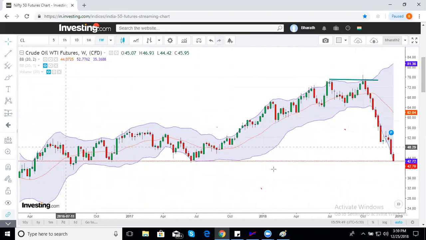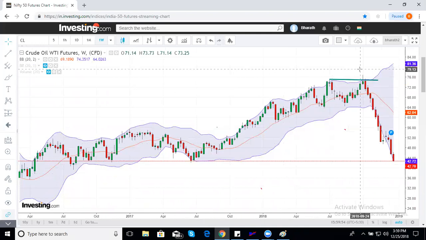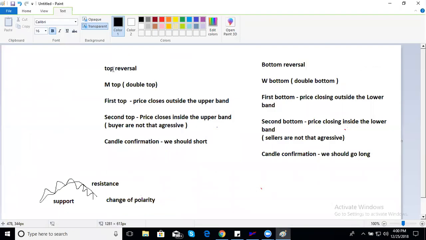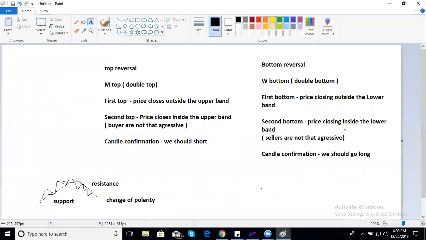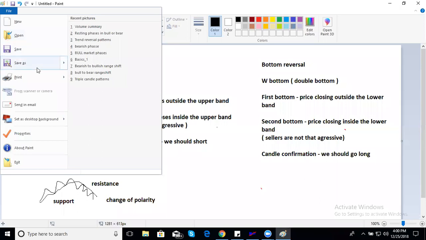From $31, it made all the way up to $76. It doubled almost, more than double, right? This is how you should use. You should use stop reversals. Once stop reversals you see, you should anticipate a change in polarity. That means the middle band, which is acting as support, should act as resistance, right? Once you have this, you know, obviously market will not go up straight, doesn't go down straight, right?